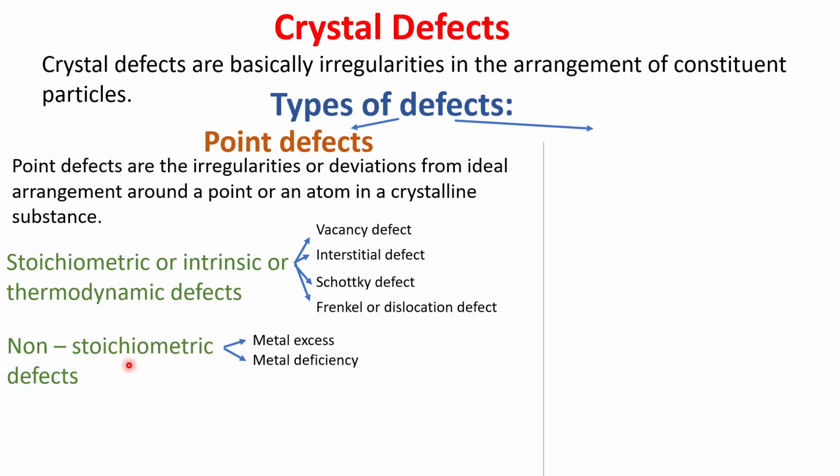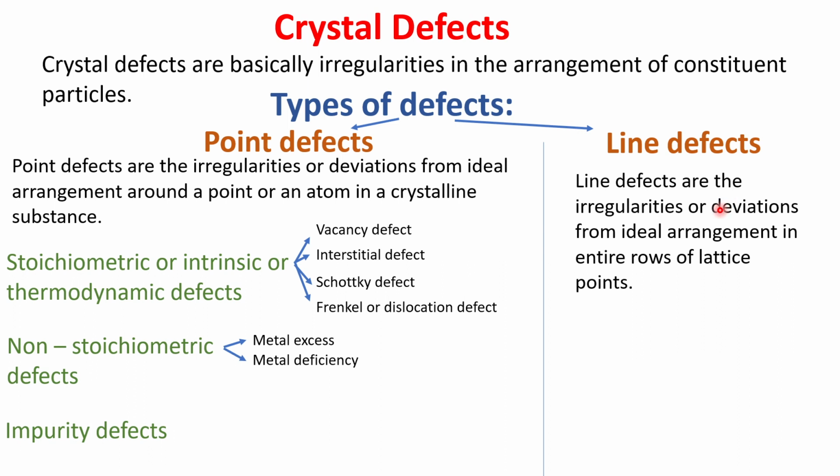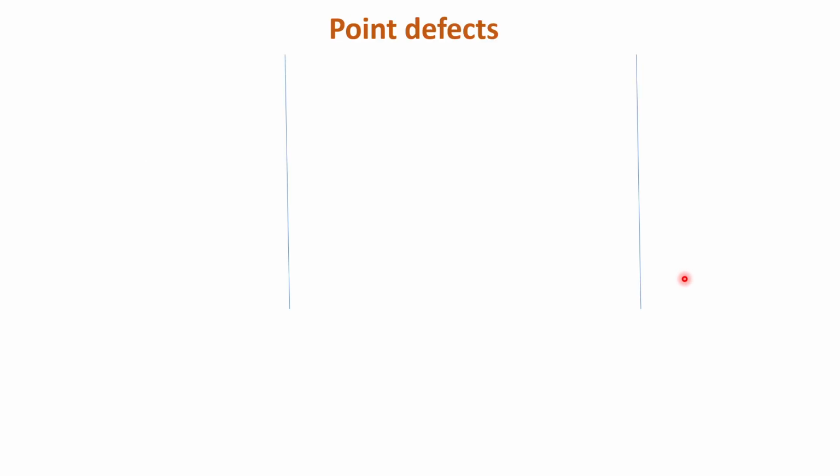The other category is non-stoichiometric defect. It includes metal excess defect and metal deficiency defect. The third one is impurity defect. And the second type of defect is line defects, where the line defects are the irregularities or deviation from ideal arrangement in the entire row. In the point defects, we were discussing that irregularities are around a point or an atom, but in the line defects, irregularities are present in the entire row of the lattice points.